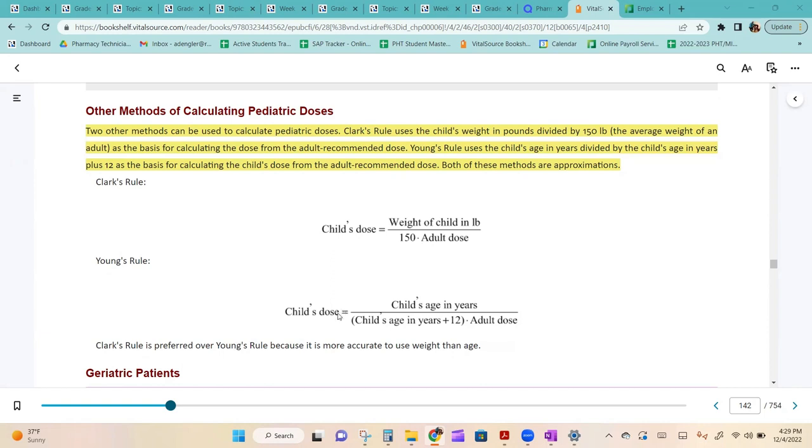I remember the one that's not in here, Fried's rule, which is for infants. We might get to that still in this chapter, if not in the math module. Young's rule, to do this calculation, you would have to have the child's age in years, and you would have to have the adult dose. So you would plug in the child's age in years here. You would put the child's age in years plus 12. So if they were like 4, 12 plus 4, you would put that number here, which is 16. And then you would multiply the adult dose by the child's age in years, divide that, and that would be the child's dose.